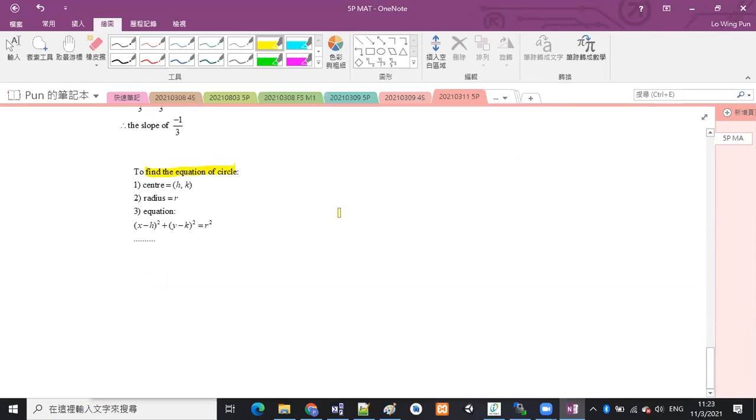We need 3 steps. First, to find the coordinates of the center. Okay, so let H and K be the center. And second, to find the length of the radius, that is R. Third, we will write down the equation of circle by using this format. X minus h square plus y minus k square equals r square. And then we will expand all the bracket and calculate all the like terms.